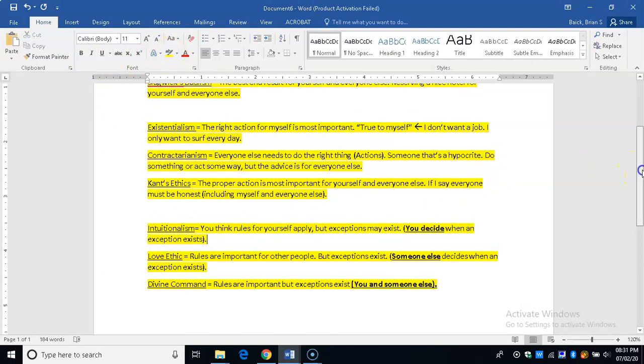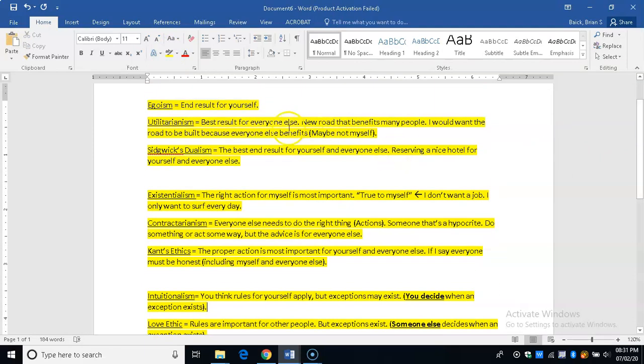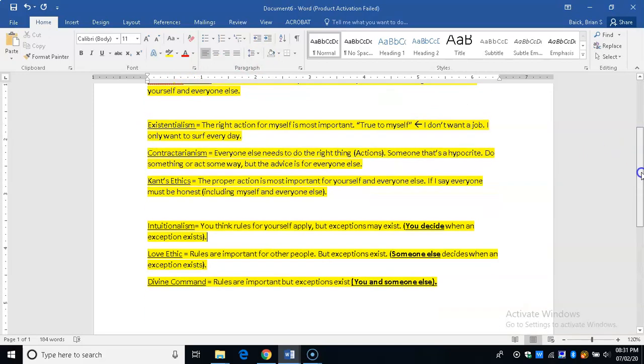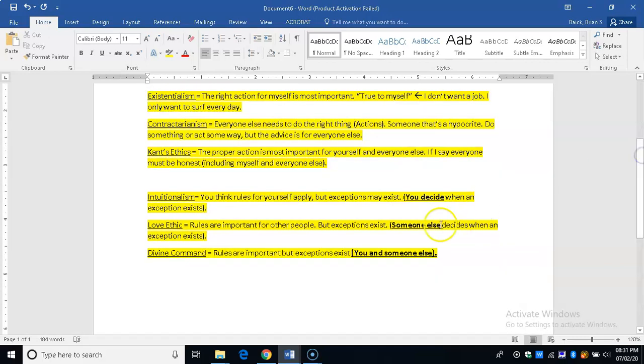Okay, so are you somebody that thinks the end result is always the most important thing? That would be here. Do you think that doing the right thing is the most important thing? Then you would be here. Do you think that it's important to follow the rules, to do the right thing, but sometimes the end result is more important? Then you would be here at the bottom.